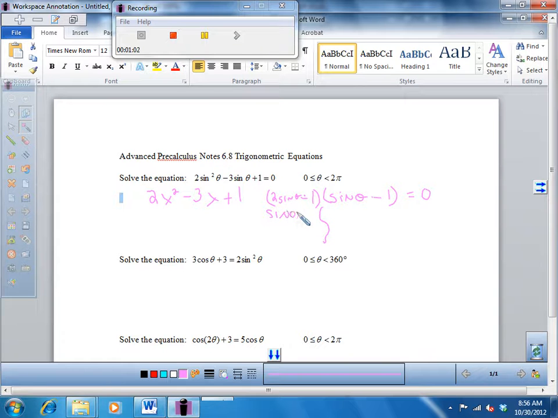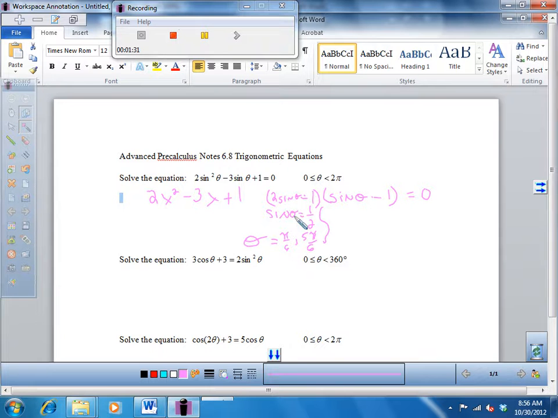This gives you 2 sine theta minus 1 equals 0, which translates to sine of theta equals 1/2, which means that theta equals 2 possible things between 0 and 2 pi. Who knows what those 2 things are? It can be 30 degrees or 150, also known as pi over 6 and 5 pi over 6. How do you do that? Because those are the 2 places between 0 and 2 pi where sine is equal to 1/2.